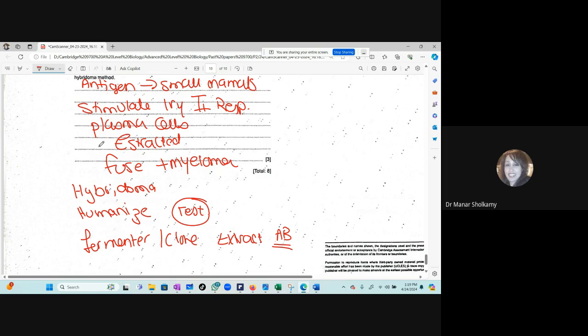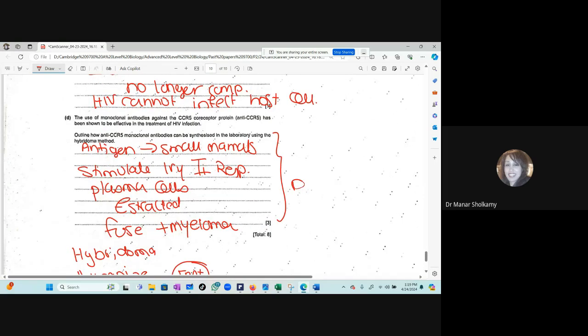Okay, so again, this is also a direct question. Who will remind me, how do we fuse the myeloma cell with the plasma cell? Fusion, like electricity. Polyethylene glycol, or a small electrocurrent, just a small electrocurrent is enough.